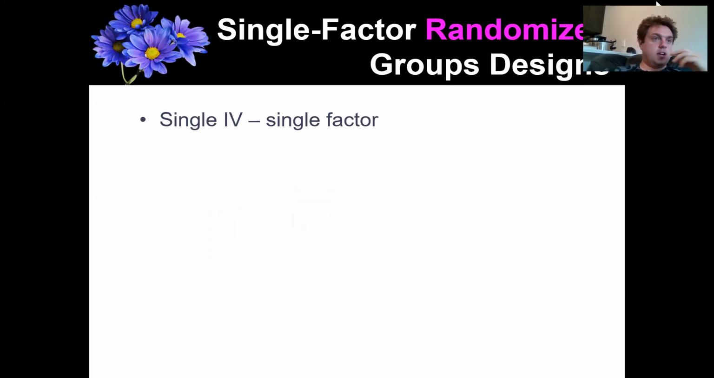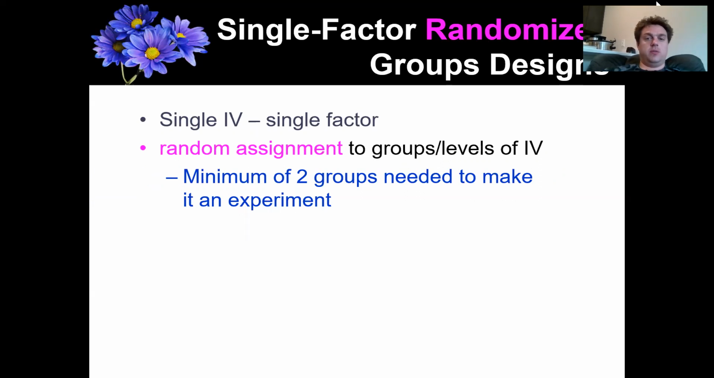Now, when we run actually any of these experiments, whether it's within subjects, between subjects, or matched design, well, we'll start with just single factor design. This is when you only have one independent variable, okay? One thing that you're manipulating. Here you're going to need at least two groups to make it an experiment, okay?